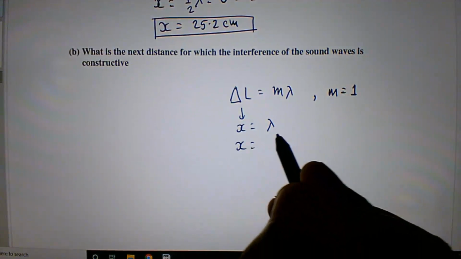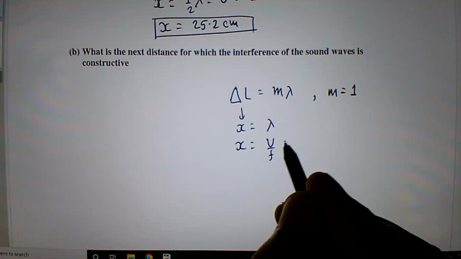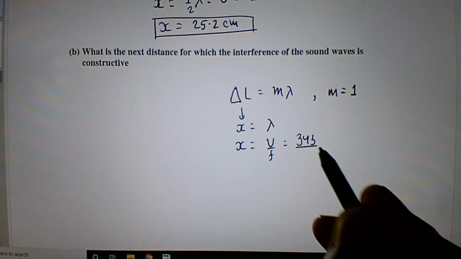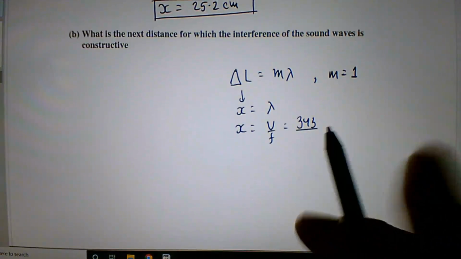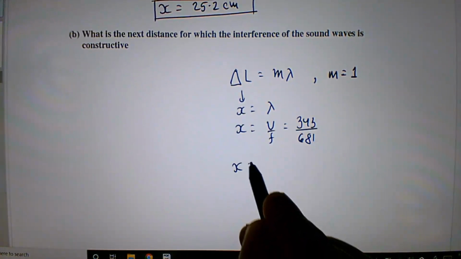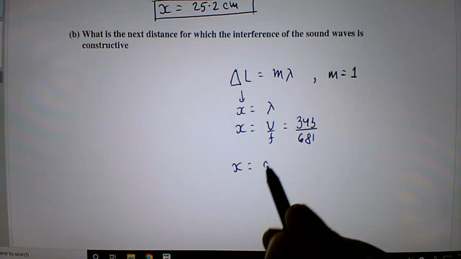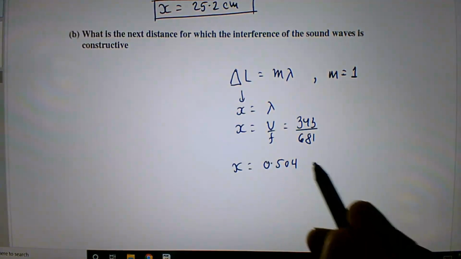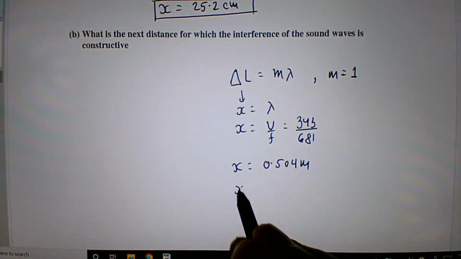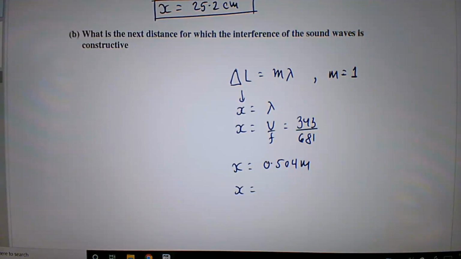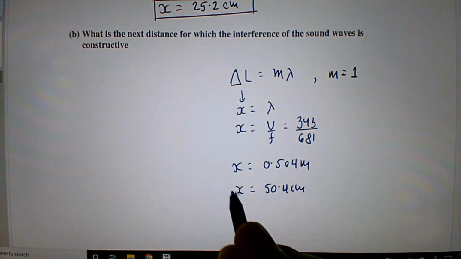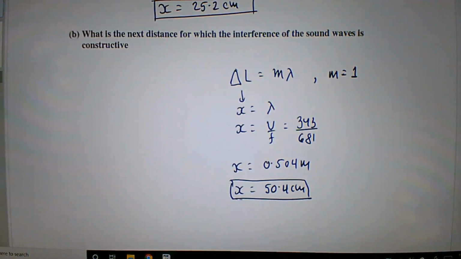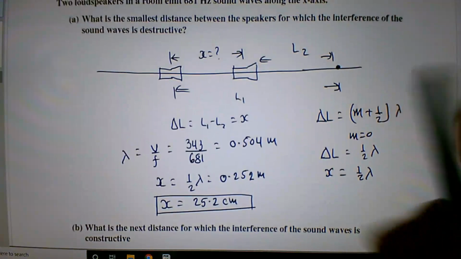And again, lambda is what? V over f, and this is 343 divided by the frequency, which is 681. So that's going to give you 0.504 meters, or in centimeters, 50.4 centimeters. That is the next distance separation between the two speakers, right? So then you will hear a loud sound at the listener here.